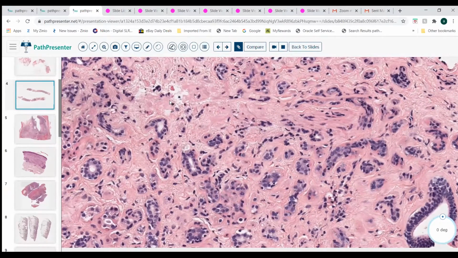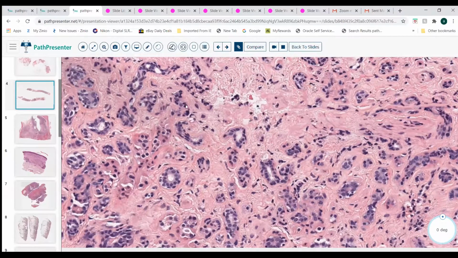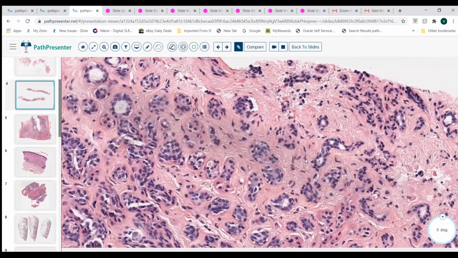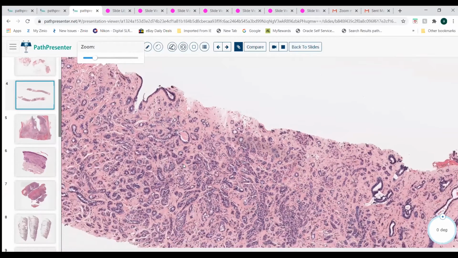Now, I tend to agree with those who thought that this is a B2 sclerosing adenosis. But let's analyze this case. The problem of the exam is these cases. You know, these are the cases which will put you in a lot of trouble.